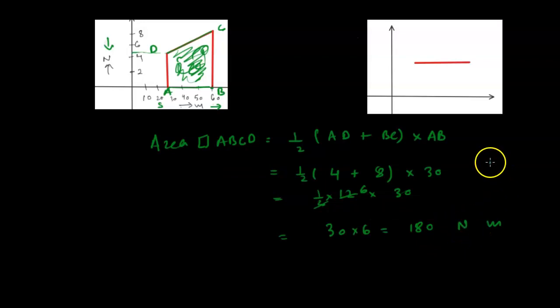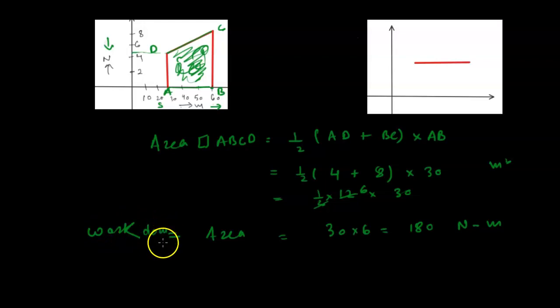Now remember, area we were writing like meter square, but here area is actually represented by different quantities. One is the Newton, another one is the meter, and that is the unit of work as well. We're going to discuss this later in this video. So this is the unit of the work. This is the area we have got, and this is the value of work done.